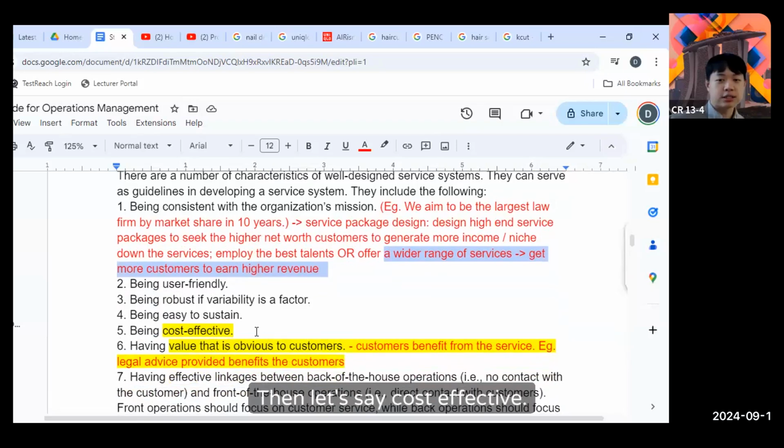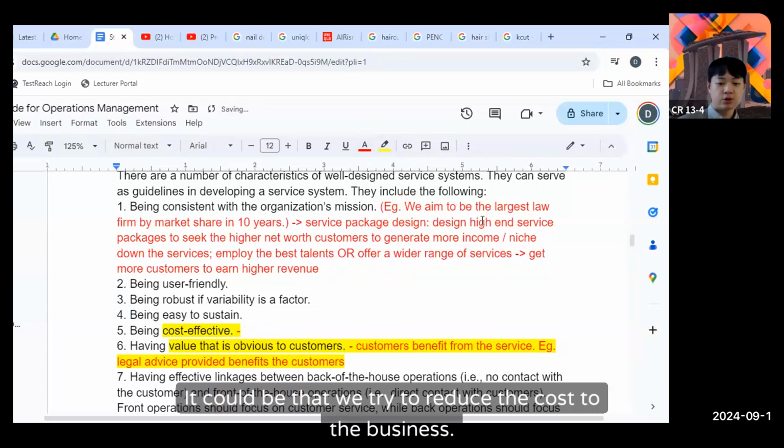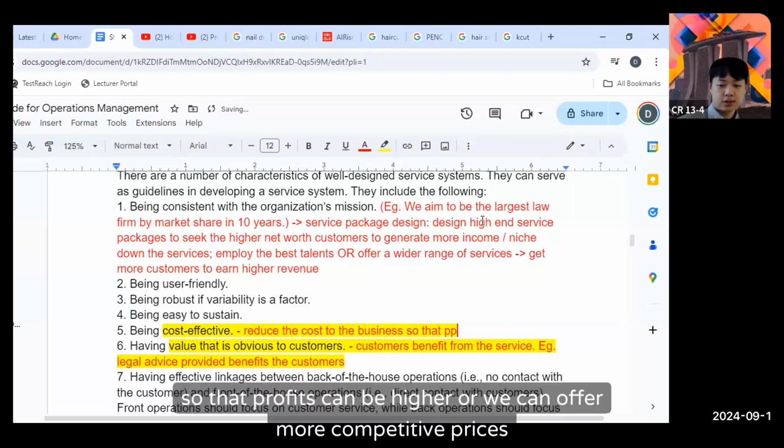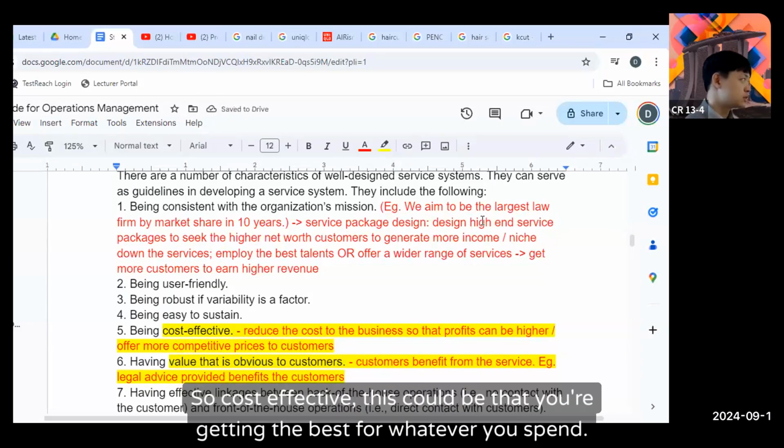Then let's say cost effective. Choose the easiest ones. So let's say cost effective, it could be that we try to reduce the cost of the business so that profits can be higher, or we can offer more competitive prices. So cost effective, this could be that you're getting the best for whatever you spend.